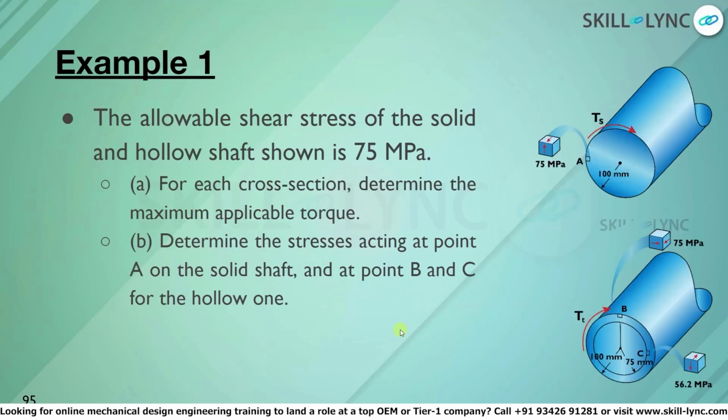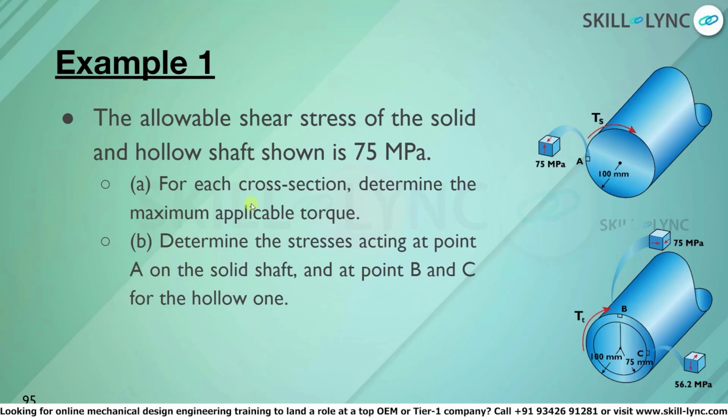Here we are given two shafts, one is a solid shaft and the other is a hollow shaft. In the problem, the allowable shear stress of the solid and hollow shaft shown is 75 megapascal, which is the maximum shear stress. We are supposed to determine the maximum applicable torque for each cross section and determine the stresses acting at point A on the solid shaft and at points B and C for the hollow one.